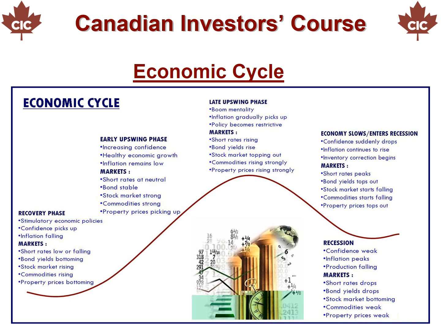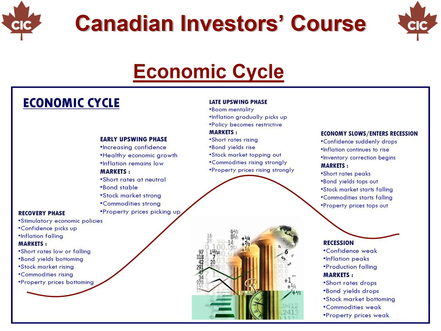Usually the late upswing is followed by a slowdown. The economy slows, enters recession perhaps, confidence suddenly drops, inflation continues to rise, inventory correction begins. In the markets, short-term rates peak, bond yields top out, stock market starts falling, commodities start falling, and property prices top out. If it accelerates to a recession, confidence weakens further, inflation peaks, production falls, short-term rates drop, bond yields drop, stock market bottoms, commodities become weak, property prices are weak.